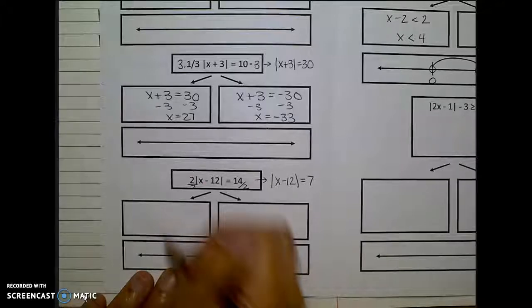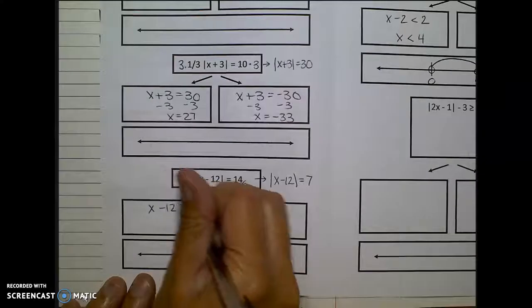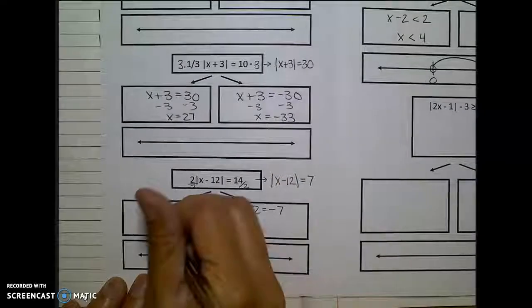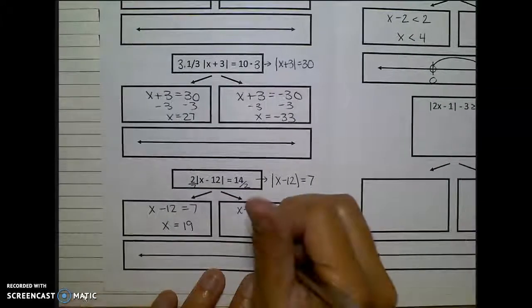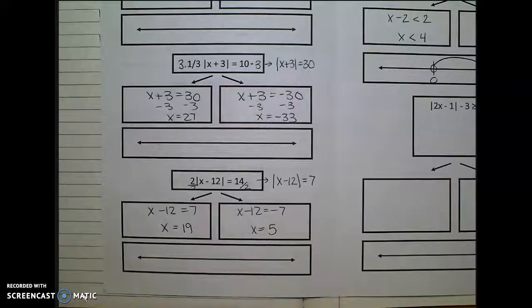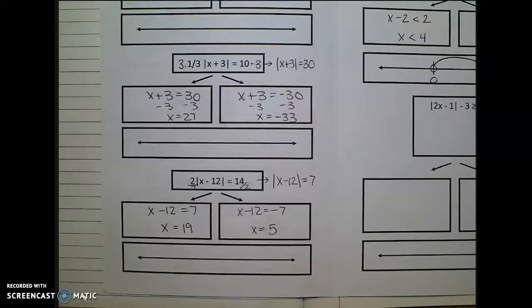Now that the bars are alone, I can make my two equations. So x minus 12 equals 7, and x minus 12 equals negative 7. So x over here is 19 because I'd add the 12, and x over here is 5. And again, no need to graph. And then the last one that we didn't get to was right here.